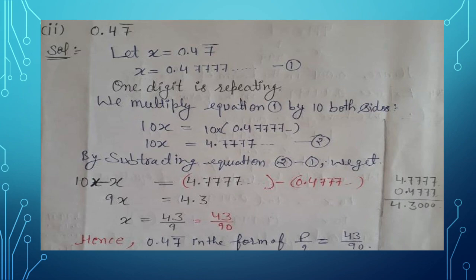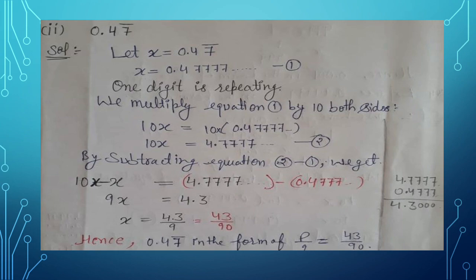If 2 are repeated, then by 100. If 3 are repeated, then 1000. So in this case, once again we need to multiply by 10 only. So on one side it becomes 10x, and on the second side, as you are multiplying, it becomes 10 into 0.4777 and so on. 10 into 0.4777 becomes 4.777 and so on.